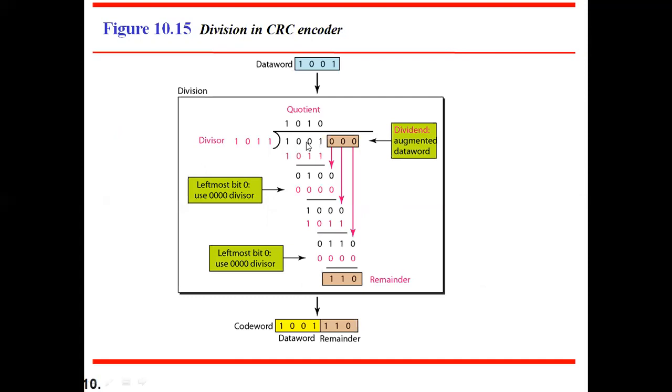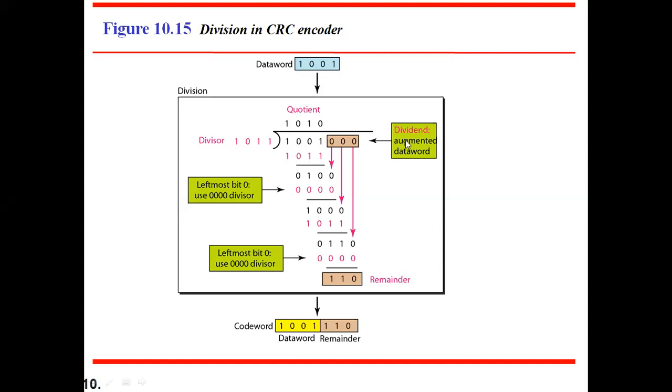So let's look at the example. The data word, as I said, is 4 bits: 1001. This is the data word I am going to transmit over the network. We also have a divisor sequence, which is given: 1011 is the divisor, and our dividend is 1001. Then you can perform modulo 2 arithmetic division here.